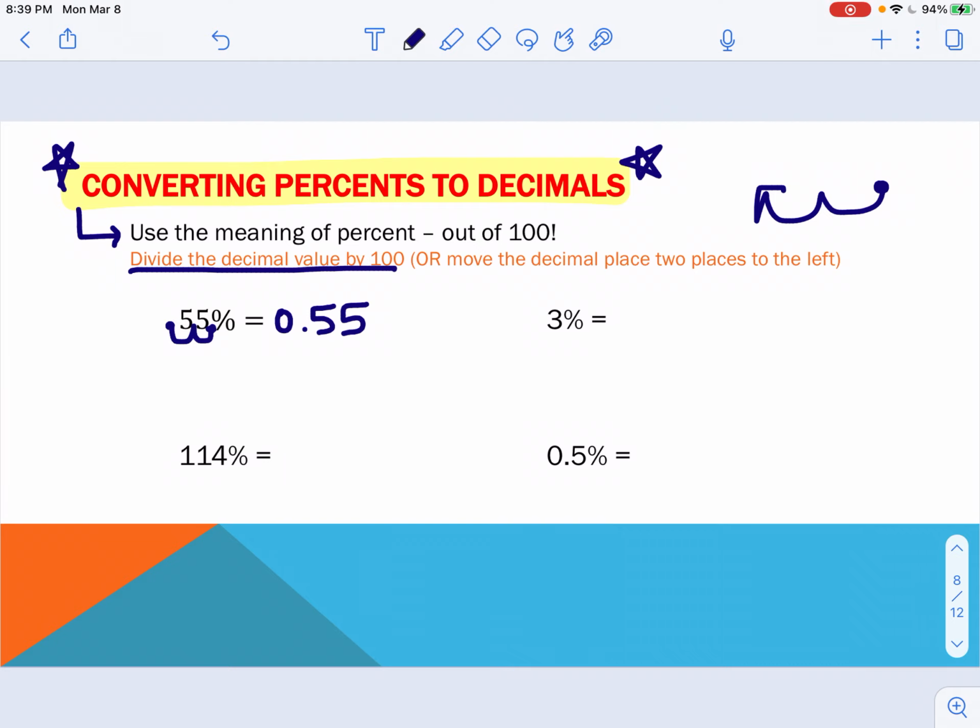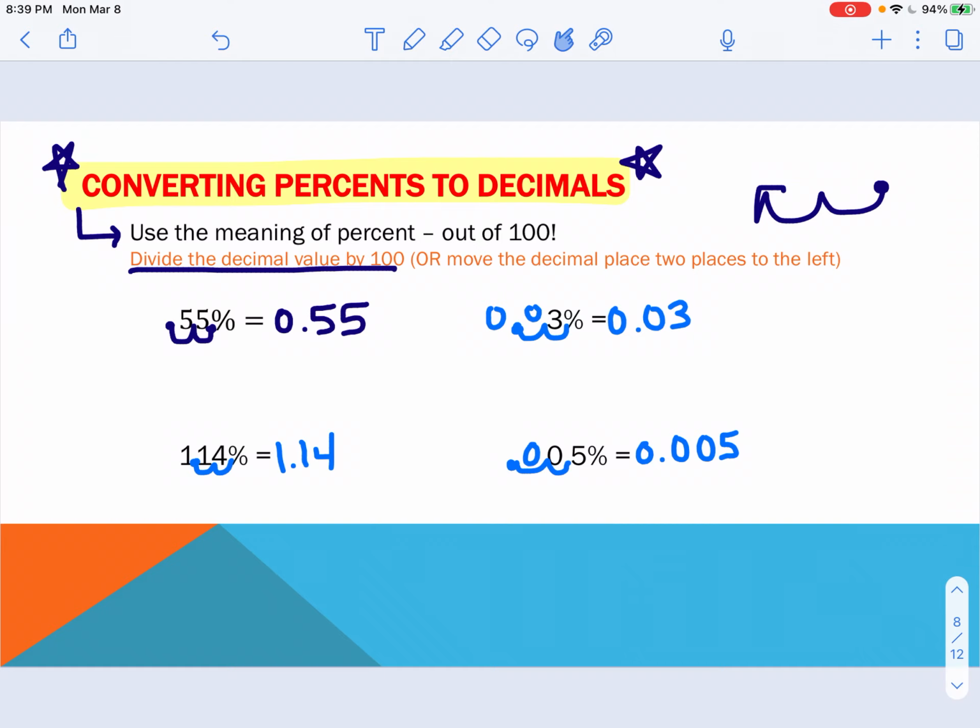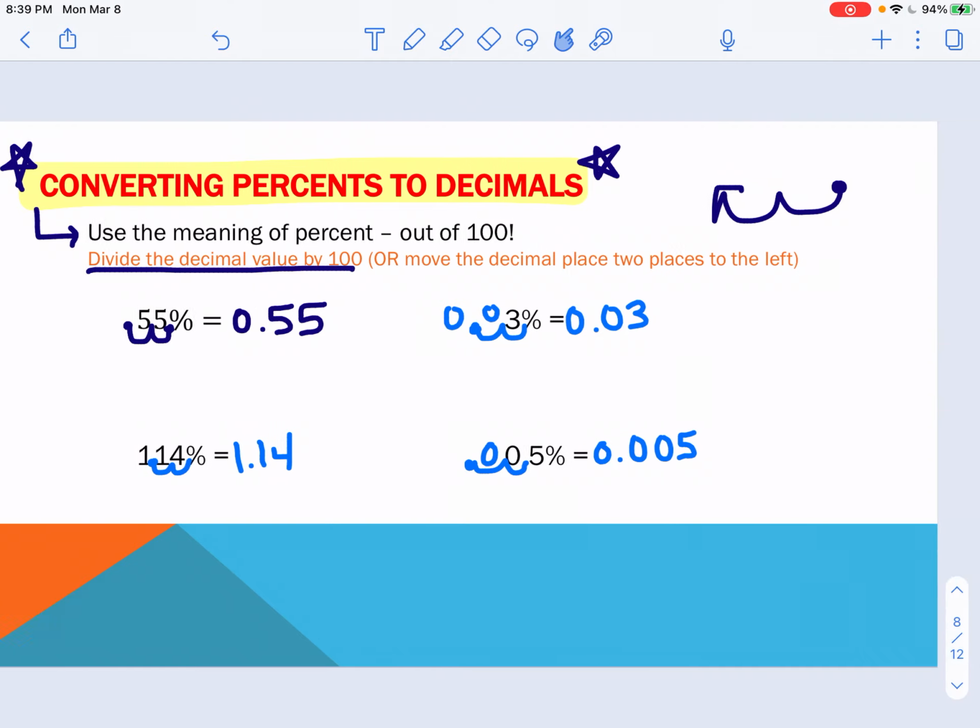All right, for 3%, I'm going to move the decimal place 2 places to the left, 1, 2. I'm going to fill in the rest with 0, so I have 0.03. For 114%, that's over 100%, so I'm moving it 2 places to the left, 1.14. For 0.5%, don't get alarmed by that, that's just saying half of 1%. We're still moving 2 places to the left. We get 0.005, or 5 thousandths. How'd you do? Good. All right, so now we've talked about how to convert percents to decimals.